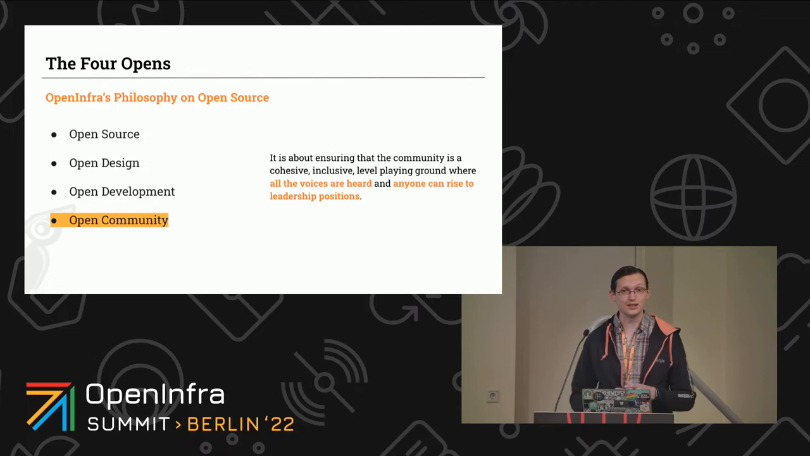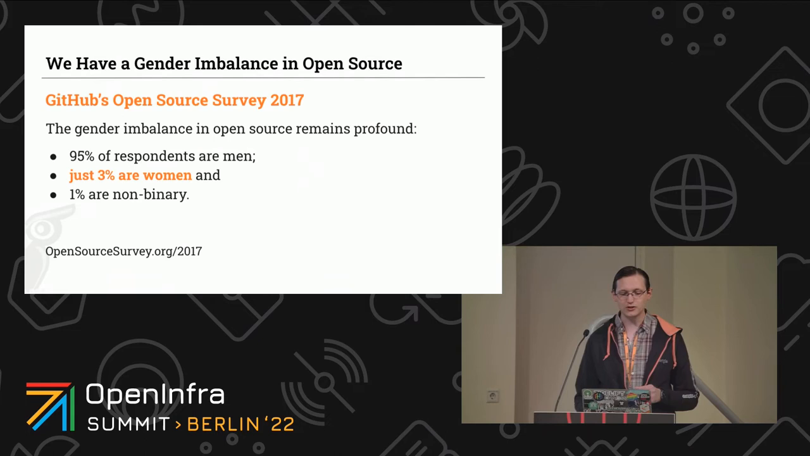Now, if we take a step back and look at the open source ecosystem as a whole, this is GitHub's open source survey from 5 years ago, and unfortunately there is not really much newer information, so we have to rely on these somewhat older data, but I don't think a lot has changed. So let's look at those numbers that we do have. GitHub found that 95% of respondents were men. Only 3% were women. And so there's a huge imbalance, if we look at the users of technology and the population on this earth as a whole, where it's about even.